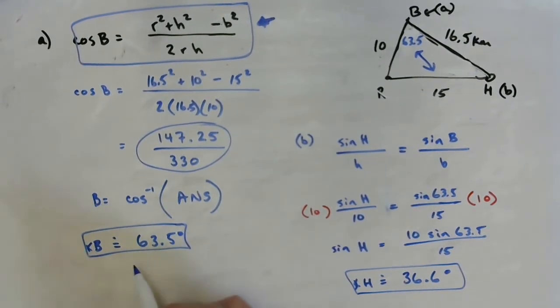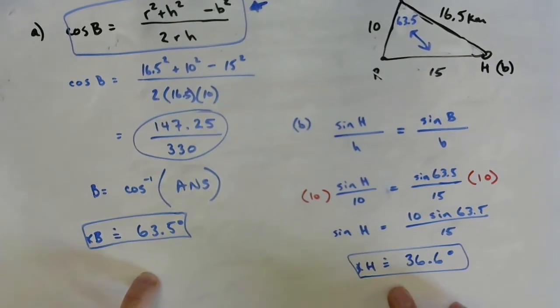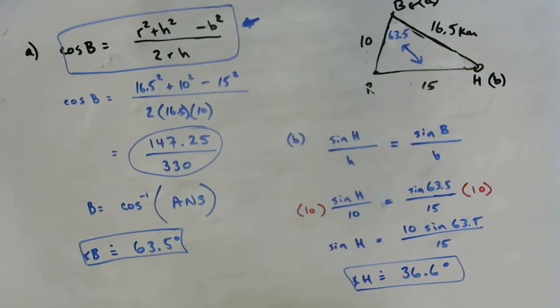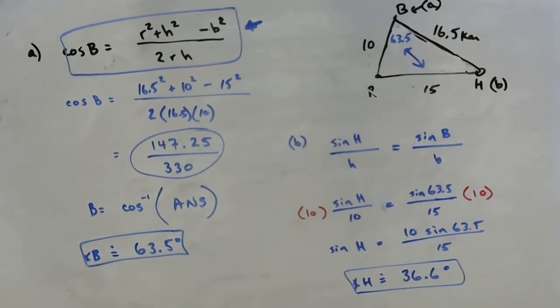So we got the measure of angle B, 63.5 degrees. We've got the measure of angle H, 36.6 degrees, and we would wrap those up into a final statement that says, you know, the angle between the new road and this road is this, and the angle between the new road and this road is this. Yeah? We're not going to do that. We're going to carry on. Any questions there?